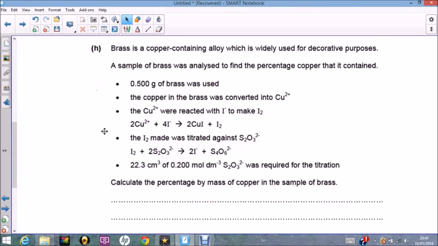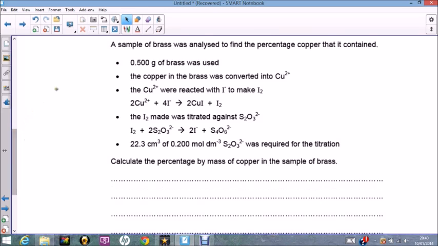This is a back titration question, a redox titration question. Remember, redox titrations are very synoptic with moles. So let's have a look at this question together. So it says brass is a copper containing alloy which is used for decorative purposes. That's of absolutely no use for answering this question. Down here we're talking about a sample of brass. So form a mental picture. There's a sample of brass, and I want to know what percentage of that brass is copper.